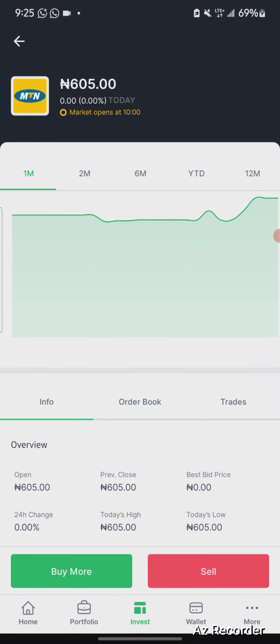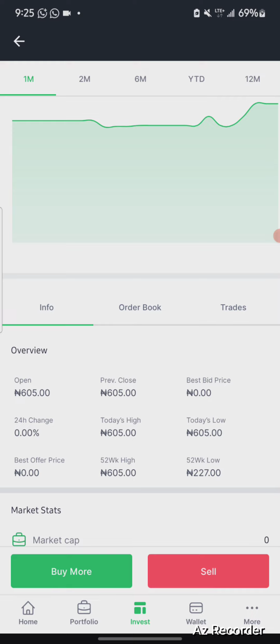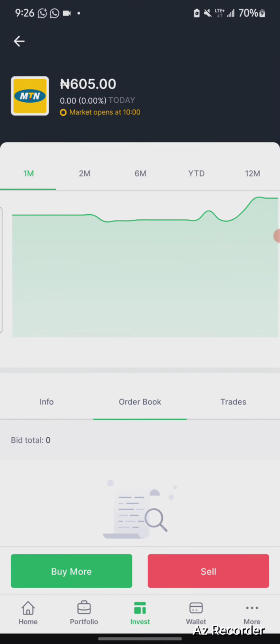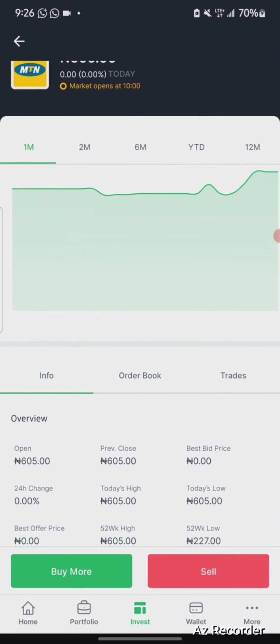So the market is not open yet, but I will try to see if we can use the view order book to buy it. So this is 9:25. The market is not yet open. The market opens by 10 and closes by 2:30. So when you click on order book here, as you can see, there is nothing here. The bid total and offer total, there's nothing here. So you go back.